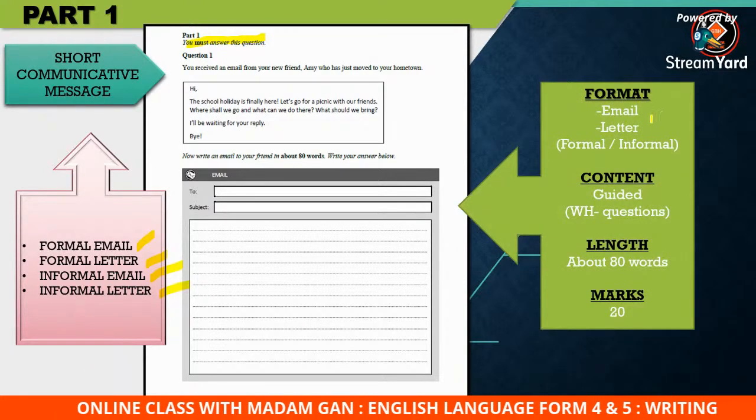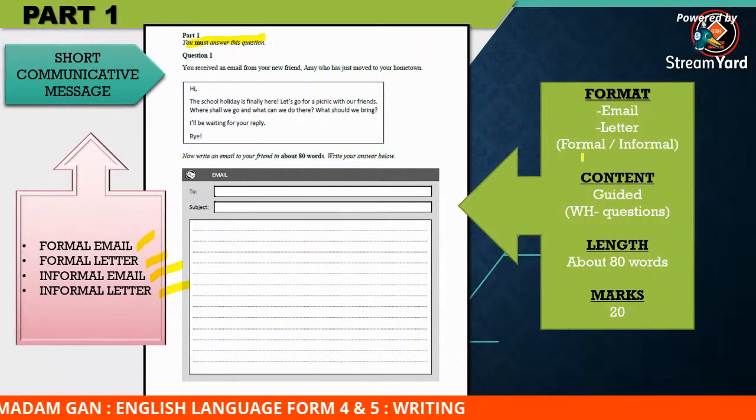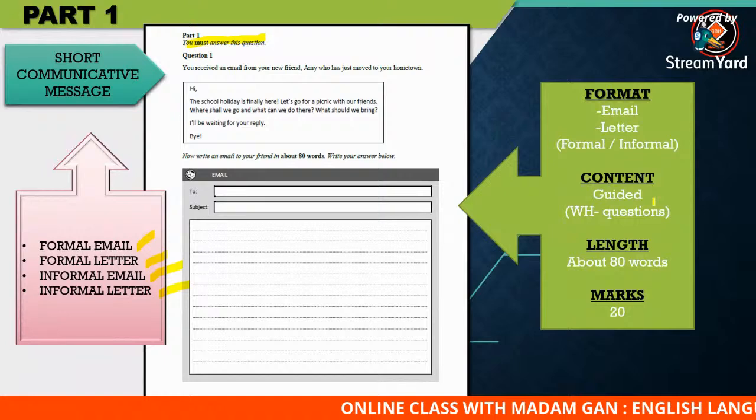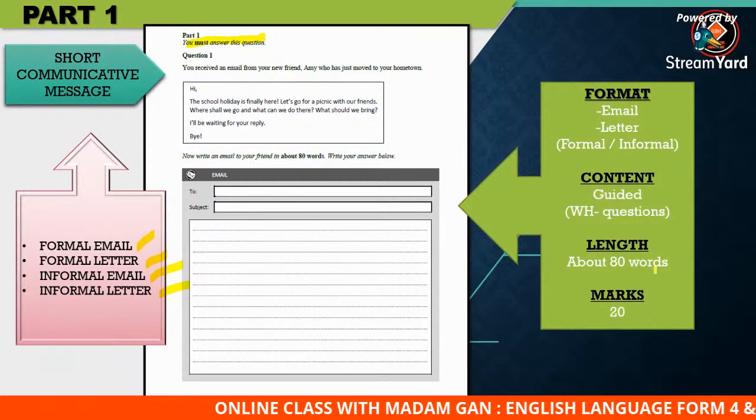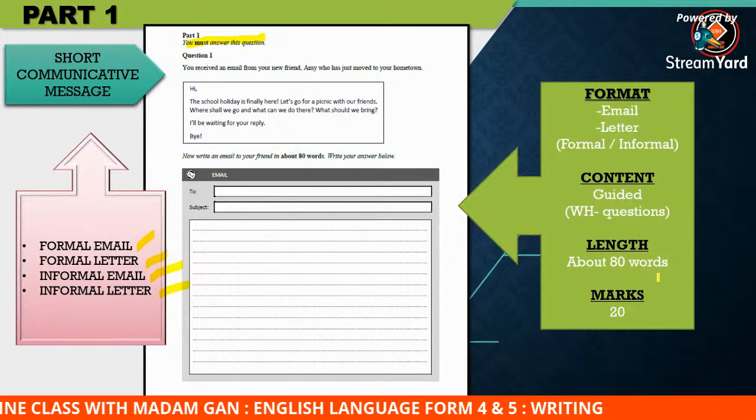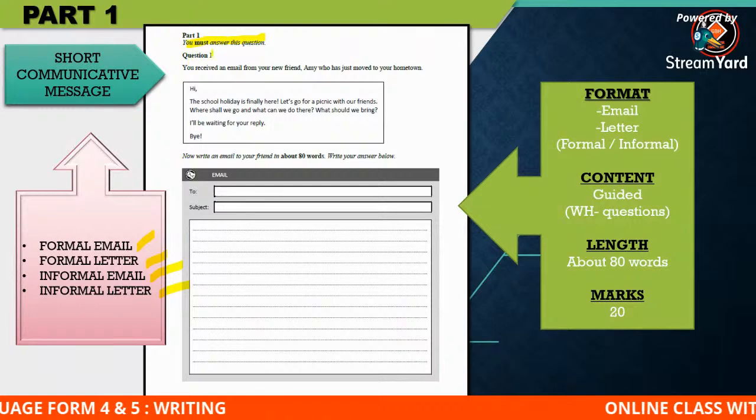So here, the format can be an email or a letter. So it can be both formal or informal. So we call it guided because you have a question, and also you have some WH questions to answer. So the length, remember, you have to write in about 80 words. So again, the mark will be 20. So let's look at the question.